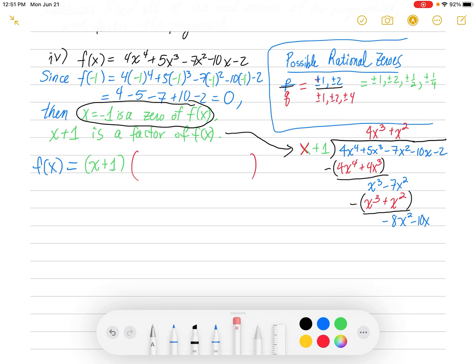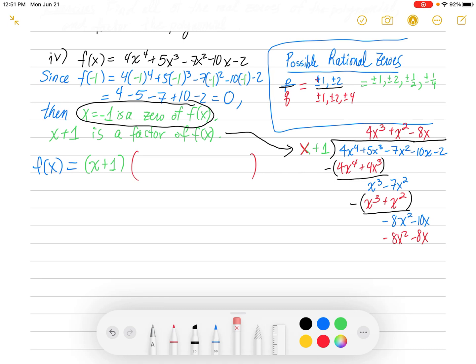So now we're going to ask the question: what can you multiply that red x out front by to get negative 8x squared? You say, well, minus 8x. So I'm going to write a minus 8x up top, where the quotient goes, in the x column. So let's take minus 8x times x and get minus 8x squared. Now let's take minus 8x times 1 and get minus 8x.